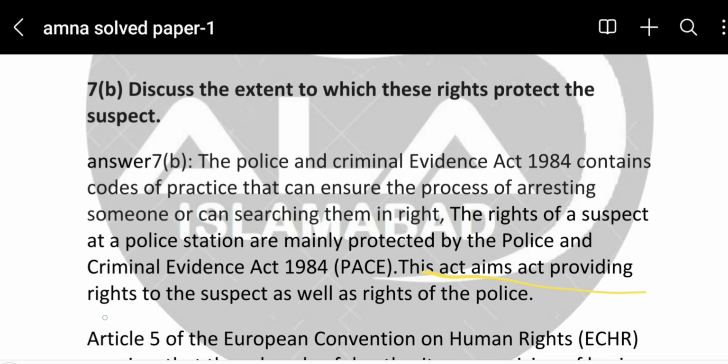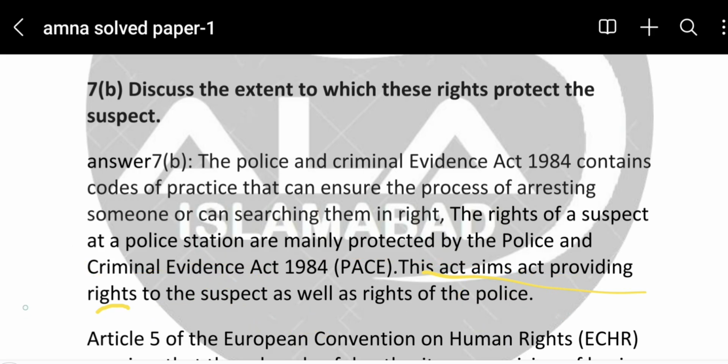This act aims at protecting or providing rights to the suspect as well as rights to the police. So this act basically not only helps the suspect, but it also helps the police, where sometimes suspects interfere with police and do not let them search. So this act also provides help to police as well.